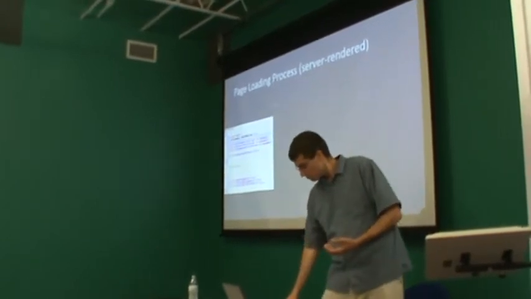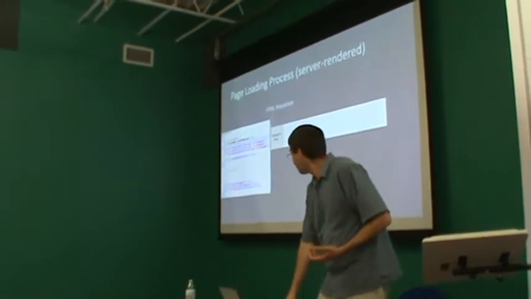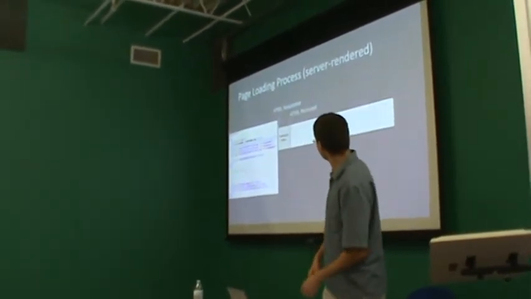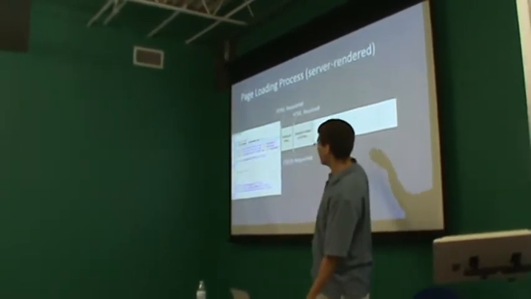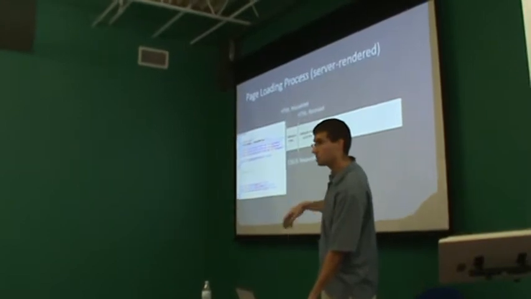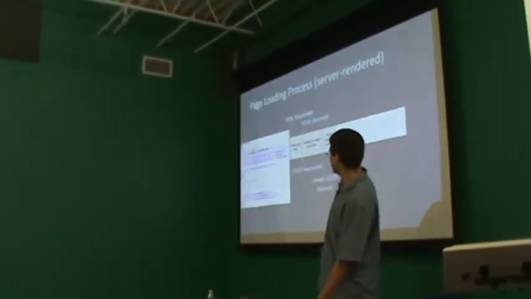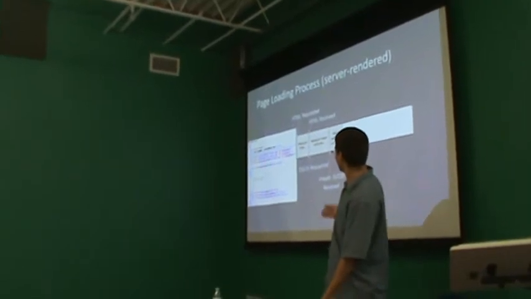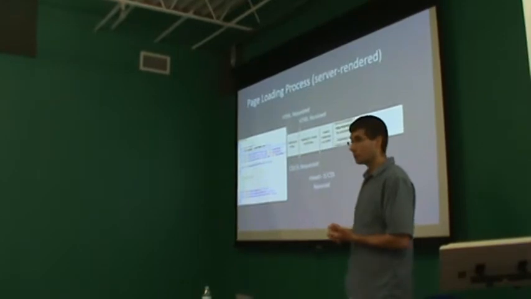So to walk through the process of loading the page, you're going to wait for the HTML, and then the browser is going to get the HTML. Once it gets that, it'll immediately request everything from the head and the body. It's going to scan the entire document at once. Once the JavaScript and everything from the head is downloaded, then it'll be able to render the page.